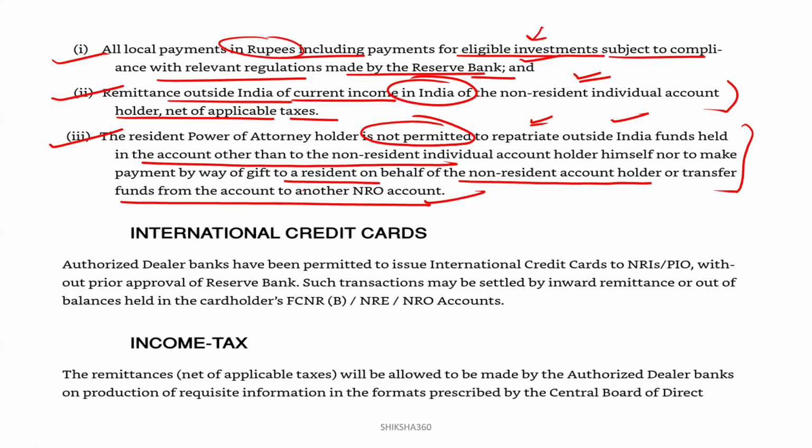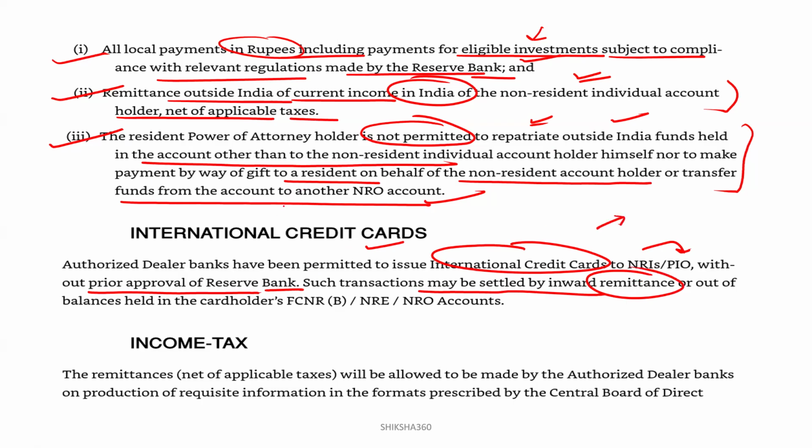Next one, that is the international credit card. Very, very important. Authorized dealer banks have been permitted to issue international credit cards to NRIs or PIOs without the prior approval of the Reserve Bank. Such transactions may be settled by inward remittances, that is the payment to the credit card, or out of the balances held in the card holder's FCNR(B), NRE or NRO accounts. It depends on a case to case basis.